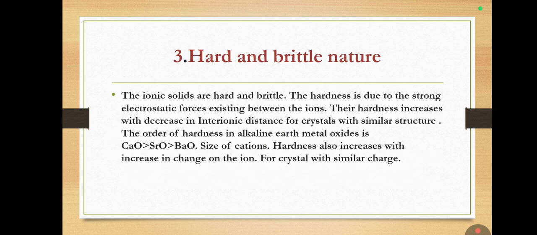Third one, hard and brittle nature. The ionic solids are hard and brittle. Their hardness is due to the strong electrostatic force that exists between the ions. Their hardness increases with decrease in interionic distance for crystals with similar structure. The order of hardness of alkaline earth metal oxides follows the size of cations. Hardness also increases with the increase in charge on the ions for crystals with similar structure.